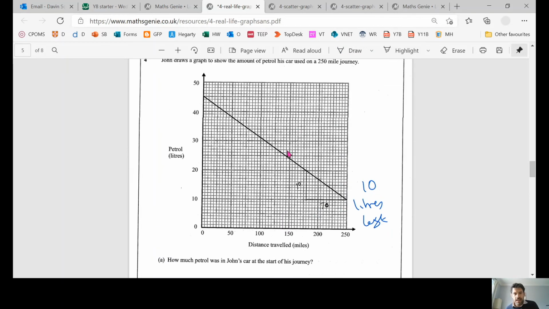Because it's a straight line, again, we can use any part of the graph. Because he used 10 litres at the beginning of the journey, the amount of mileage he got in 10 litres was the same in the middle of the journey, and the same at the end, because it's straight. The number of litres of petrol he has left falls constantly as the distance increases. So 10 litres, I mean, we've got 45 here, so why not go to 35 here?